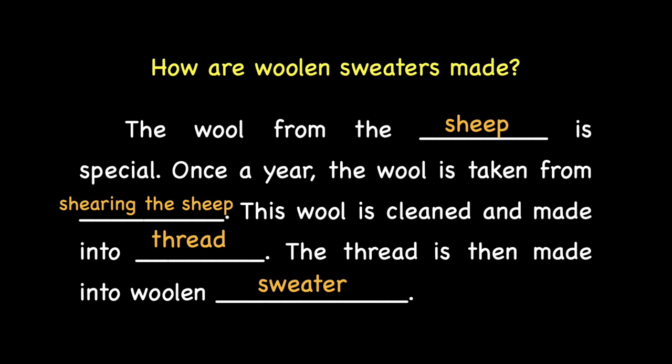How are woolen sweaters made? The wool from the sheep is special. Once a year, the wool is taken from shearing the sheep. This wool is cleaned and made into thread. The thread is then made into woolen sweater. Well done.